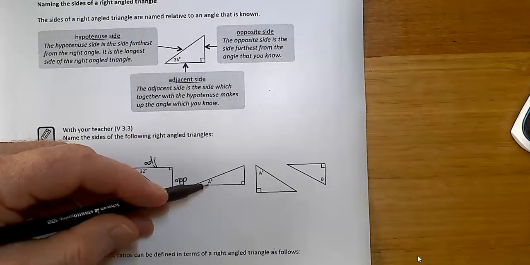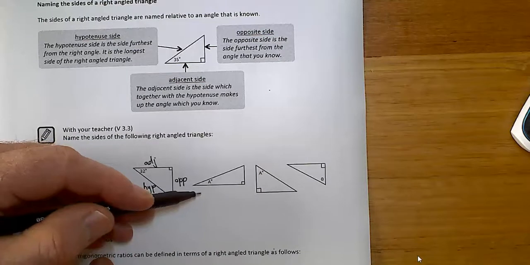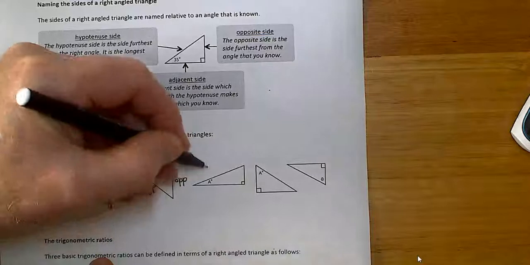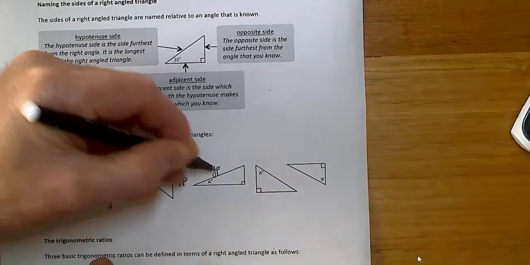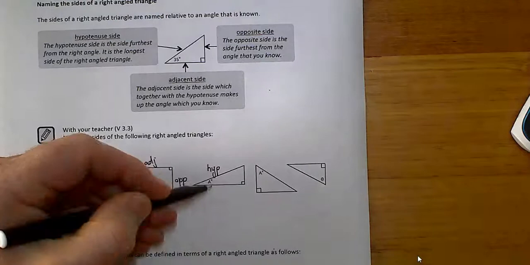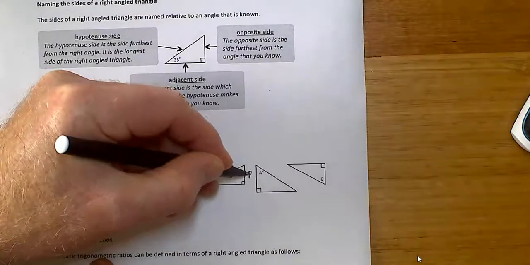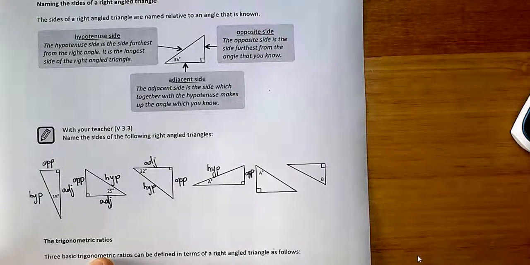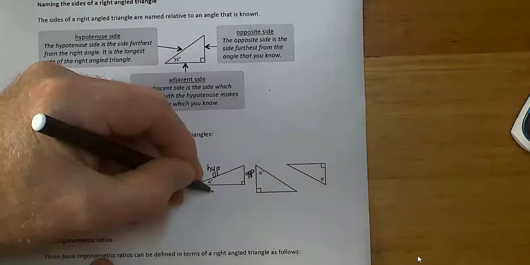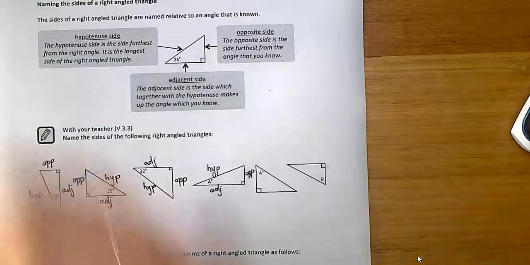We're not actually told this angle here, but if we knew it, we'd be able to identify the sides. The hypotenuse is furthest from the right angle, the longest side. The opposite is furthest from the angle that you know. This is the angle we know, and this is the side opposite. I'm running out of space here. And the adjacent side is the other one, and it goes with the hypotenuse to make up the angle we know.